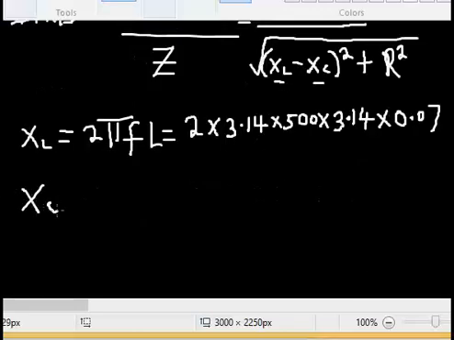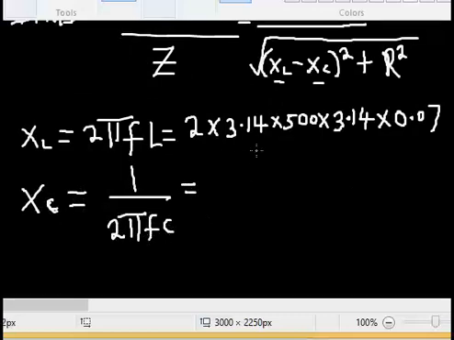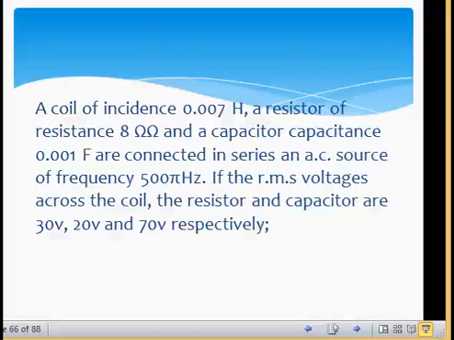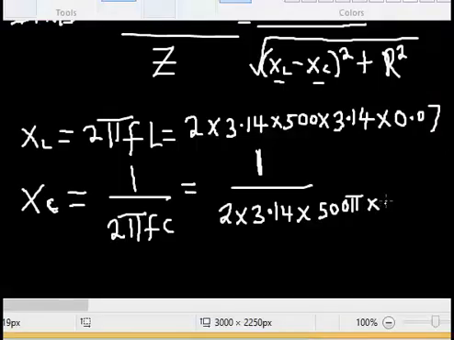Then for the XC, you know what the XC is. That's going to be 1 all over 2 pi FC. So it's going to be equal to 1, all divided by 2 times 3.14, then times the same pi, 500 pi, right? You can just put the value of pi there. Then times the capacitance. What was the capacitance?